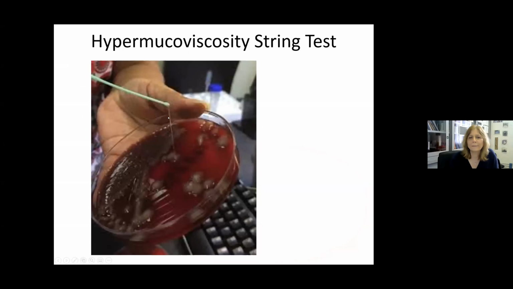This is the aspect of a hypervirulent, hyperviscous Klebsiella. You cannot touch the colony with a loop without getting a positive string test. And this is particularly indicative of how aggressive this Klebsiella can be. In fact, the hypervirulent Klebsiella can cause infection also in healthy human beings.